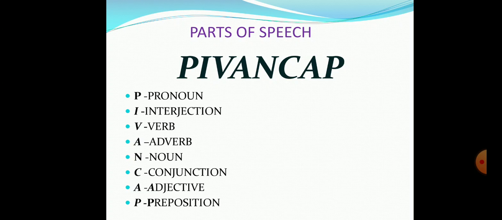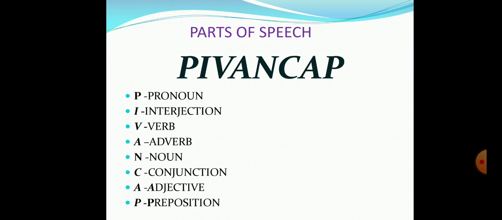Another part of speech is conjunction. Conjunction is a word which joins the words and phrases. Another part of speech is an adjective. An adjective is a word which describes the noun, which describes the quality of a noun.